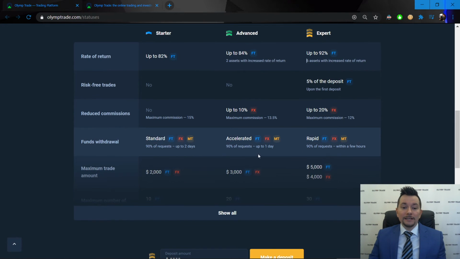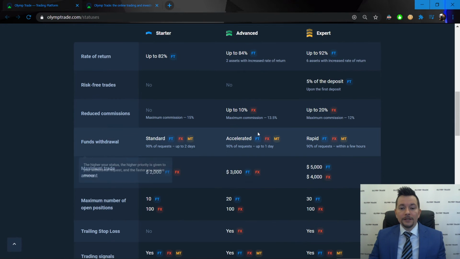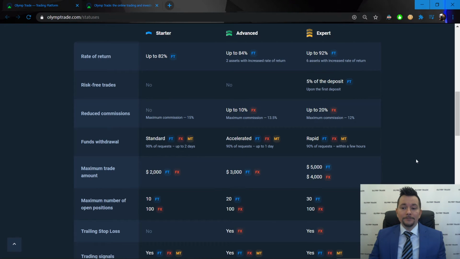Also, we have accelerated funds withdrawal. The bigger your status, the better your withdrawal. It can take up to a few hours only, which is unheard of in this business. And then also the maximum trade amount.